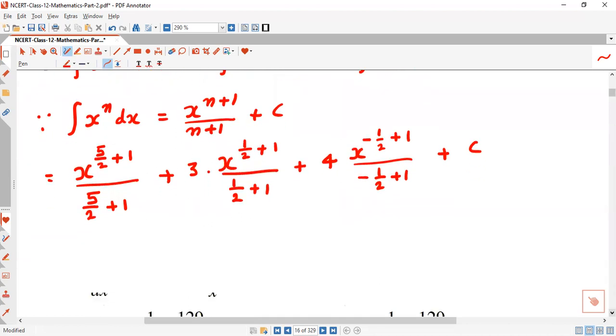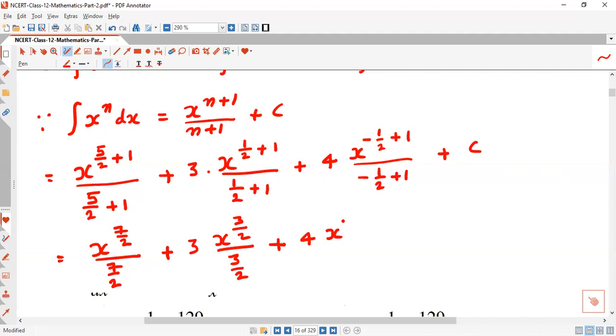5 by 2 plus 1 will be equal to x raised to 7 by 2 upon 7 by 2, plus 3 times x raised to 3 by 2 upon 3 by 2, plus 4 times x raised to half divided by half, plus some constant c.